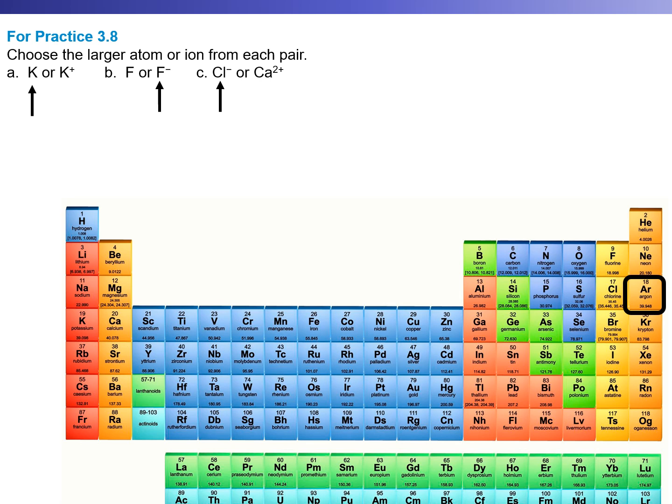So it really boils down to the nuclear effect. Chlorine has fewer protons to hang on to those electrons in the valence orbital than calcium does. Calcium is going to hang on to those valence electrons much more tightly and bring them in much more closely.